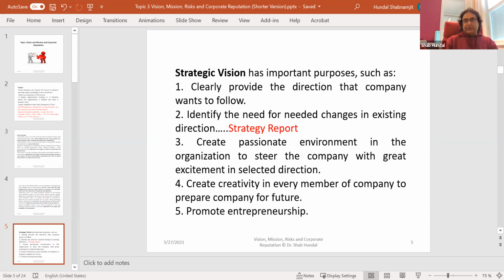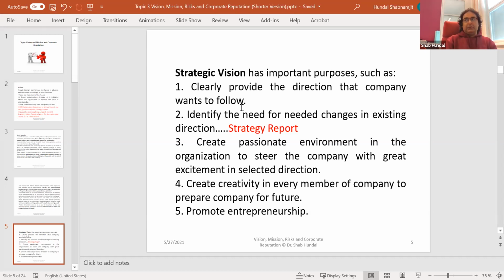The strategic vision. In the field of business, the word strategic is the most abused word. Nobody has ever been able to know what strategic means, but I can try to make it simple. The main vision has some important purposes. It provides the direction that the company wants to follow.